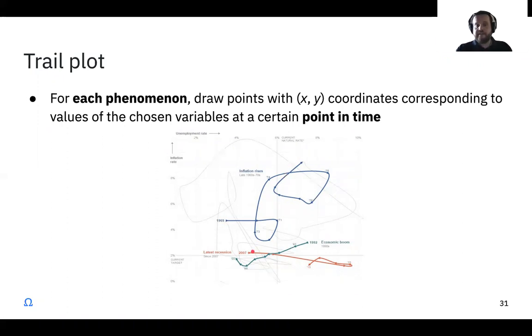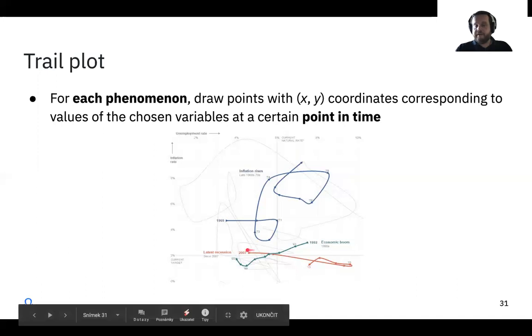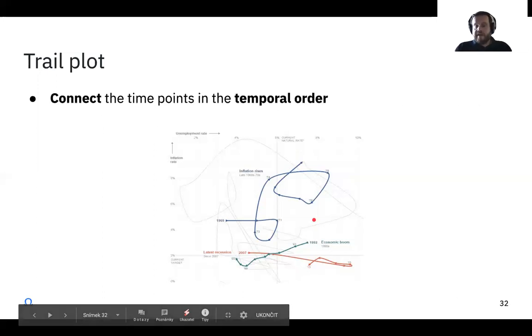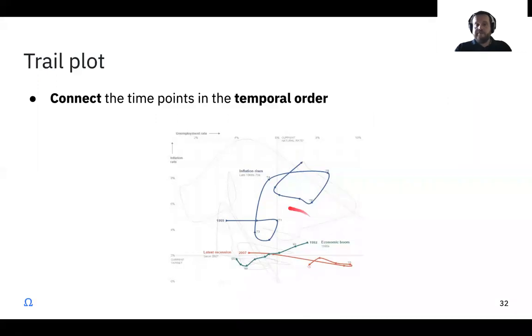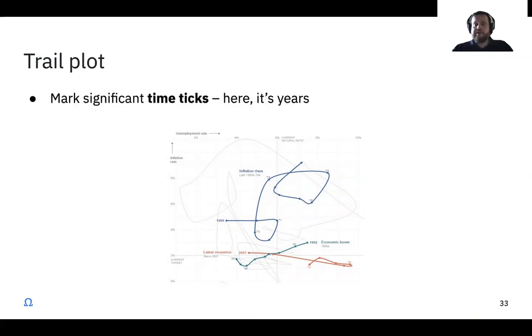Here we see a bit of a different development. So this is an interesting way to plot time as well. It's very important to connect the time points in the temporal order. So you are indeed drawing the curve, as I have demonstrated on the previous slide, connecting points that are temporally subsequent to each other. And it's also very important that you mark significant time ticks. Here it's years. So we're marking individual years on the trail to make it a bit more readable, a bit more navigable.